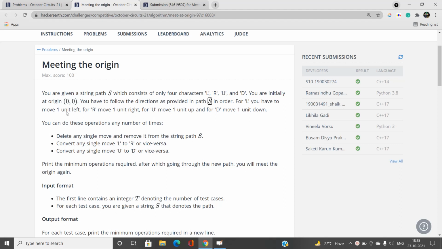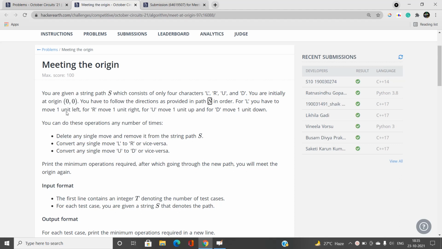Okay, and there are a set of operations that can be done any number of times: any L can be interchanged with R and vice versa. Similarly, any U can be interchanged to D or vice versa. Also, we can delete any sequence of moves, like any L or R. Similarly, U and D, we can delete any of these four characters. Okay, and we need to print the minimum operations required so that we follow the new path and come back to the origin again.